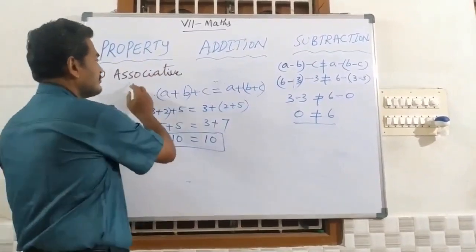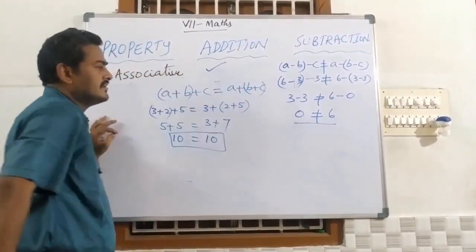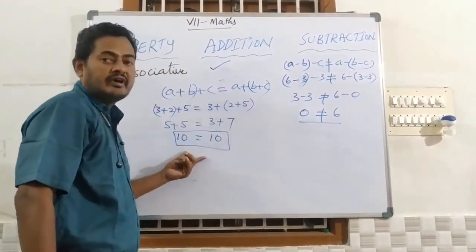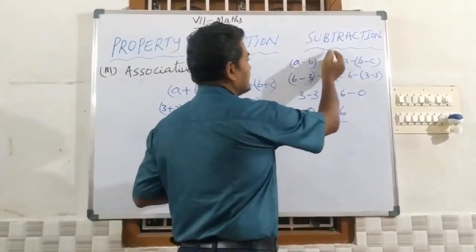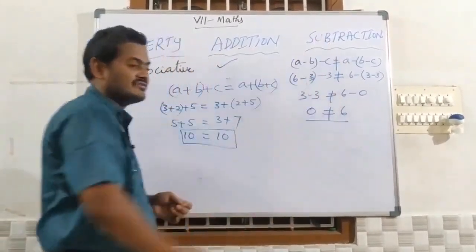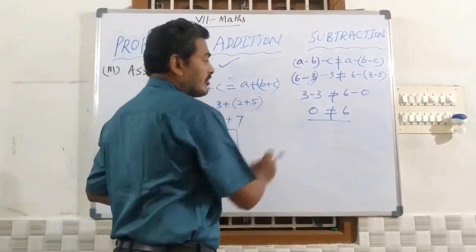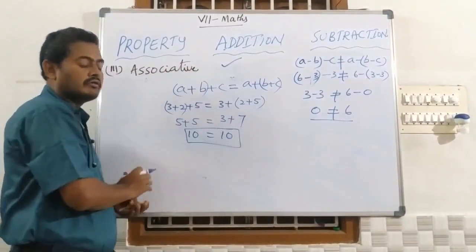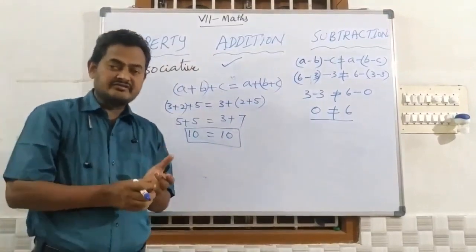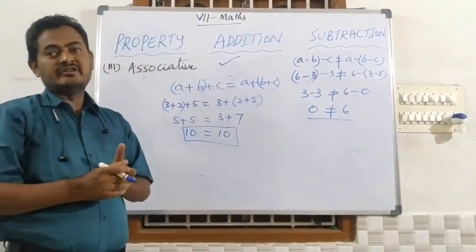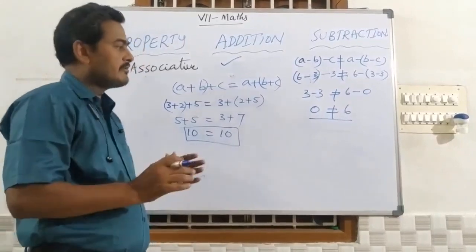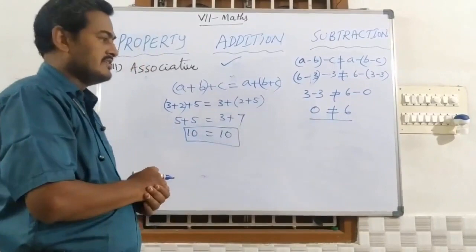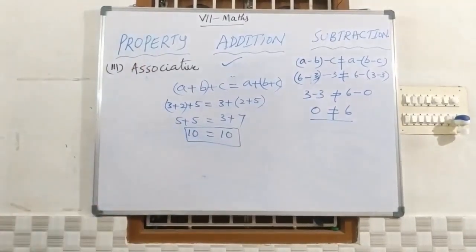So associative property under addition holds good. It is true for all the values. And associative property under subtraction is not true for all the values. I will give all the properties for addition, subtraction, multiplication and division with the help of one chart. It is easy for understanding and reading. It is very easy.